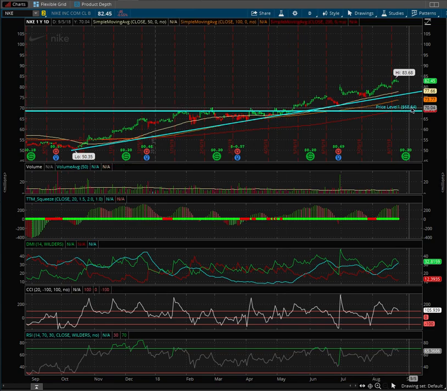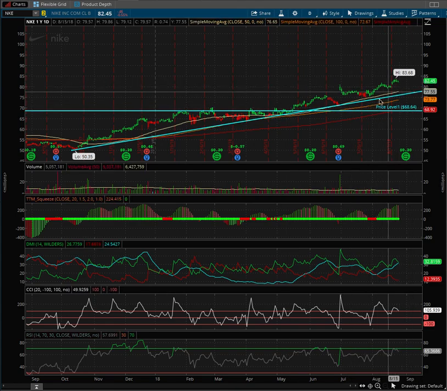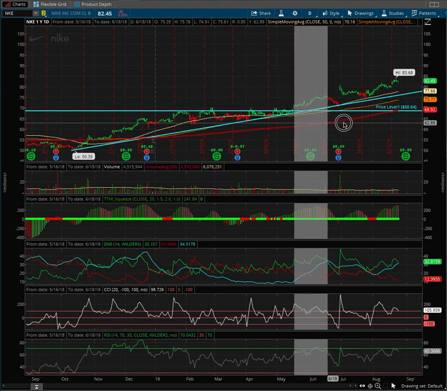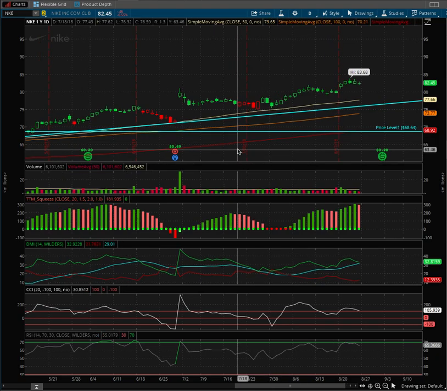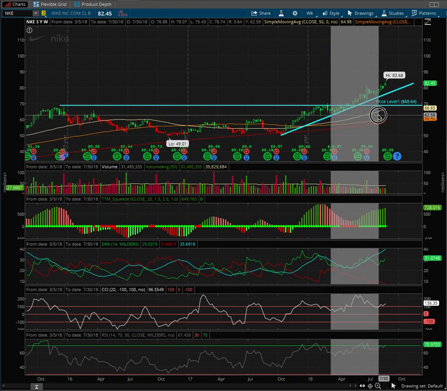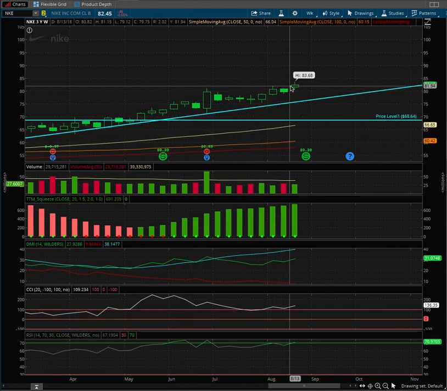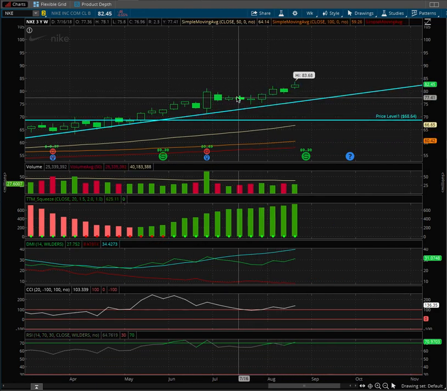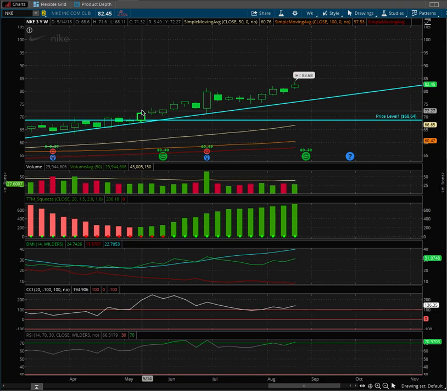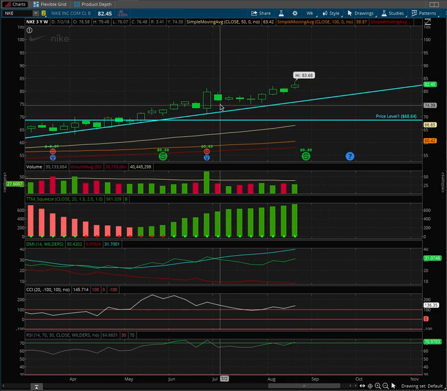Okay, this was at 68.64. It's now almost up, almost 20 bucks. It's pushing higher. So, and that was, let's see. So 1, 2, 3, 4, 5, 6, 7, 8, 9, 10, 11, 12, 13, 14, 15 weeks ago. Okay, that popped and then started running.